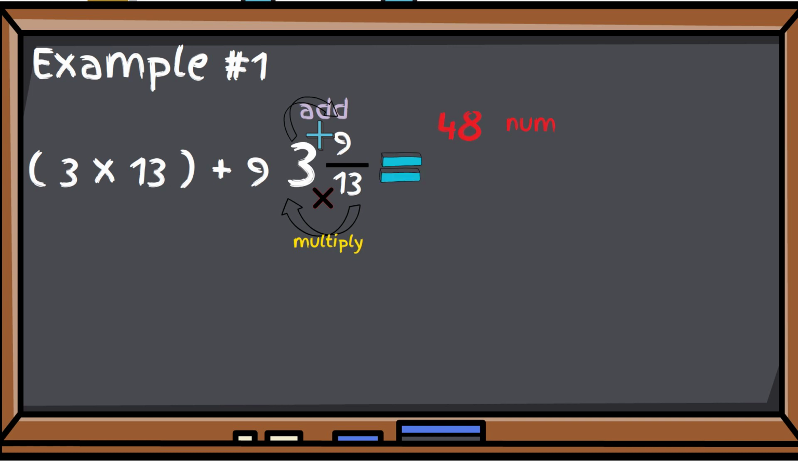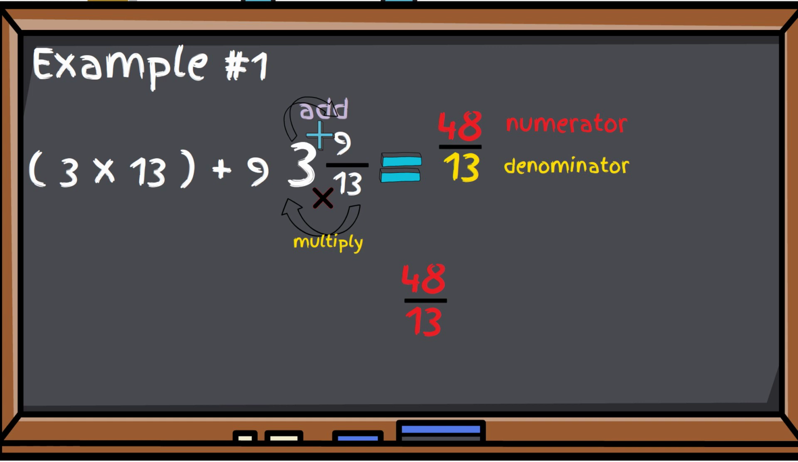So 48 is now our numerator for the improper fraction that we are converting to. The denominator stays the same. The denominator is 13, so the new improper fraction is 48/13. How would you convert the improper fraction of 48/13 back to a mixed number?